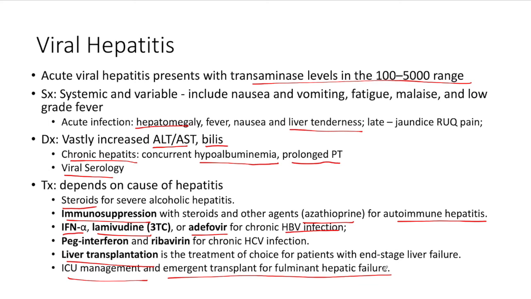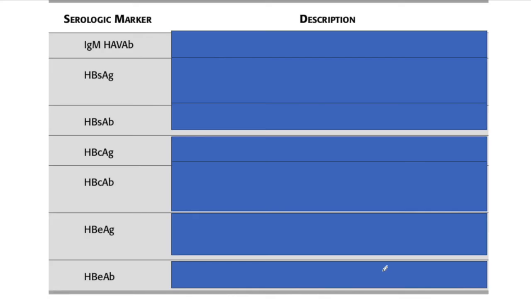Okay. Any questions on hepatitis? Like I said, it's really very similar to what you needed to know for Step 1. It's really just the drugs that you need to know that's different.